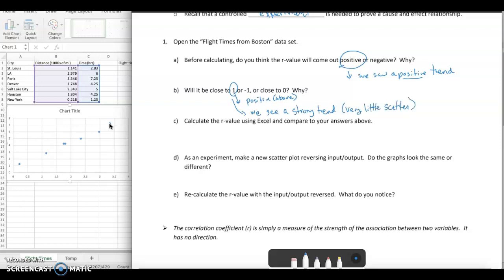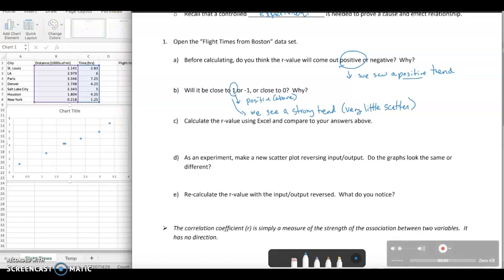So if I have the image first, then I can think about what my R value should come back like. And if I get my R value first, it should give me an idea of what my image should look like, back and forth. So now we want to actually calculate this R value using Excel and compare to these answers above. Okay, so let's find that R value.